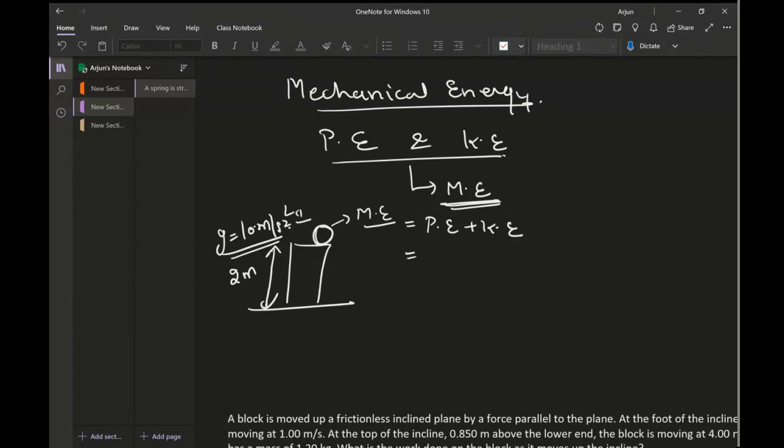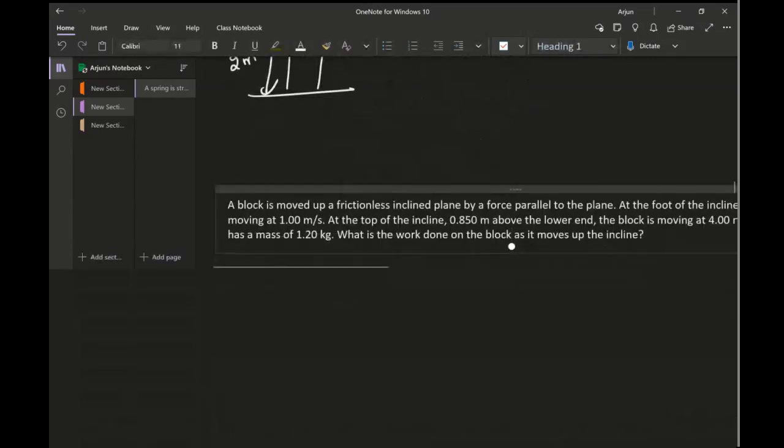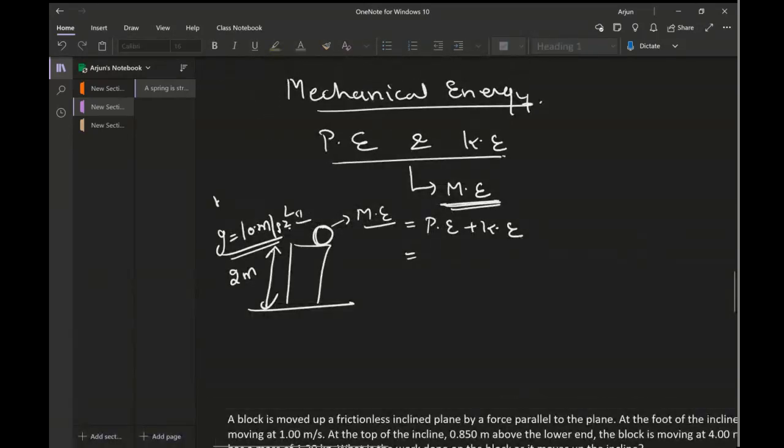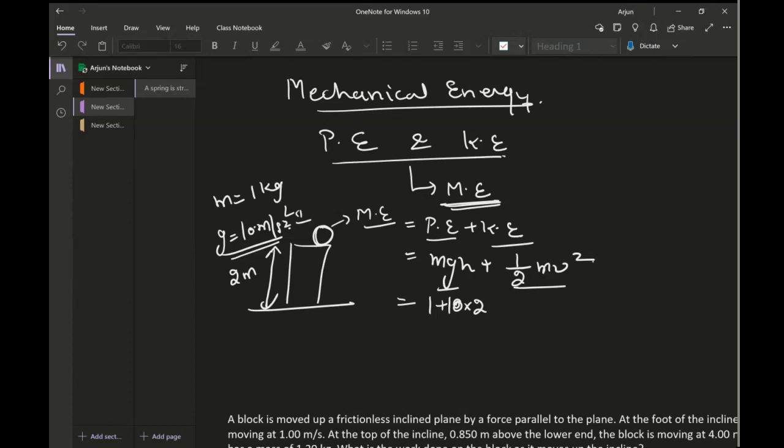Now, if I try and solve this question, the mass of the ball is 1 kg. So mechanical energy, as I said, is the sum of potential plus kinetic energy. So I'm going to write it as mgh plus half mv square. Mass is 1, g value is 10, multiplied by 2. This value will be 0 because the ball is not moving. It is placed on top of a cliff. So the total value will be 20 joules.